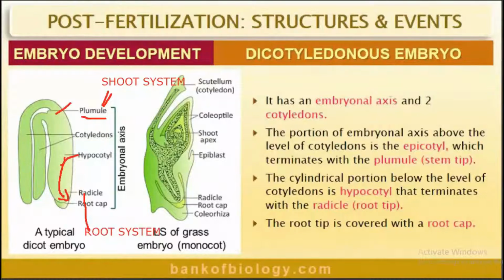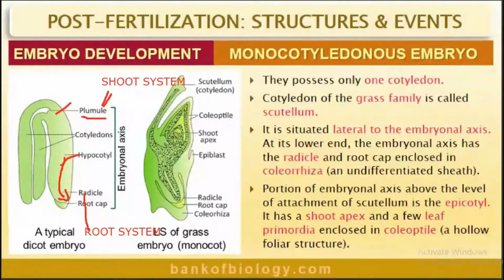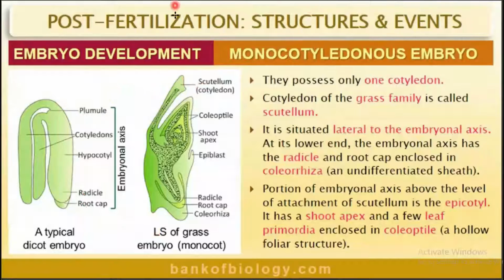This is the structure of the monocot embryo. You can see the diagram. Here it also possesses a cotyledon and embryonal axis. That cotyledon of the monocot seed is known as scutellum. From your examination point of view, it is very important.